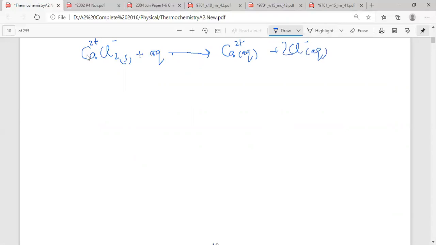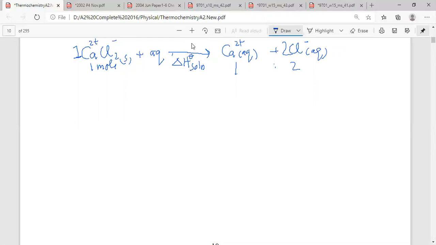Now this is for 1 mole. Here 1 mole. How do you know 1 mole? 1 in front. Okay? Here 1 mole and 2 moles. So when 1 mole of your substance is totally dissolved, this is called the heat of solution. Heat of solution. Okay? Put that here.